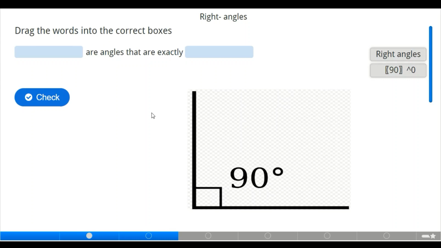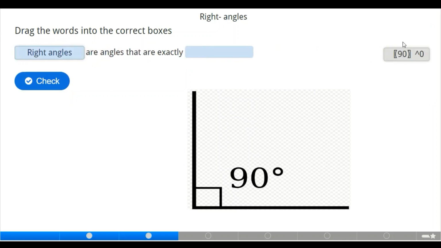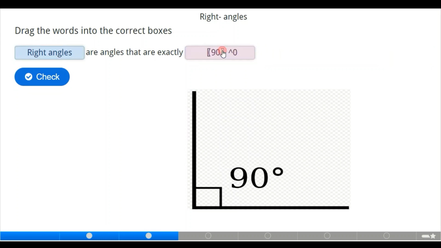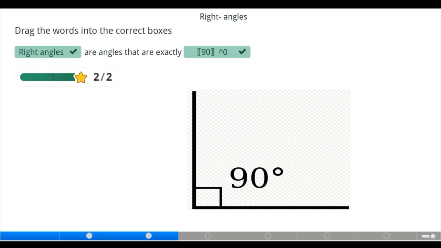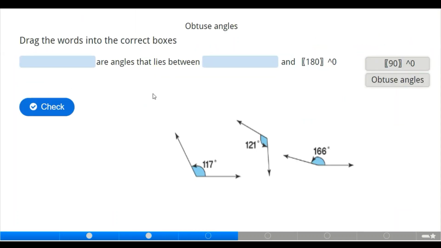Now, we have another type of angle here, which is the right angle. Right angles are angles that are exactly 90 degrees. Let's see if we are right. Okay, let's drag through. For this right angle, what we are trying to say is that it is an angle of 90 degrees. If you look at this illustration here, you see that it is an angle of 90 degrees.